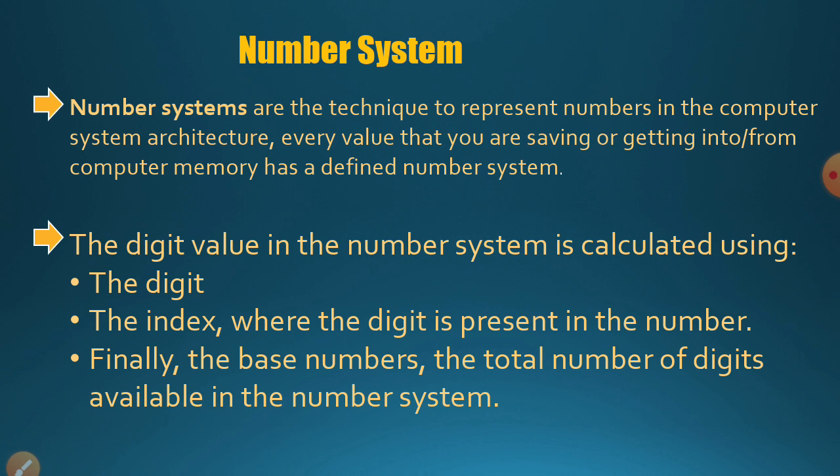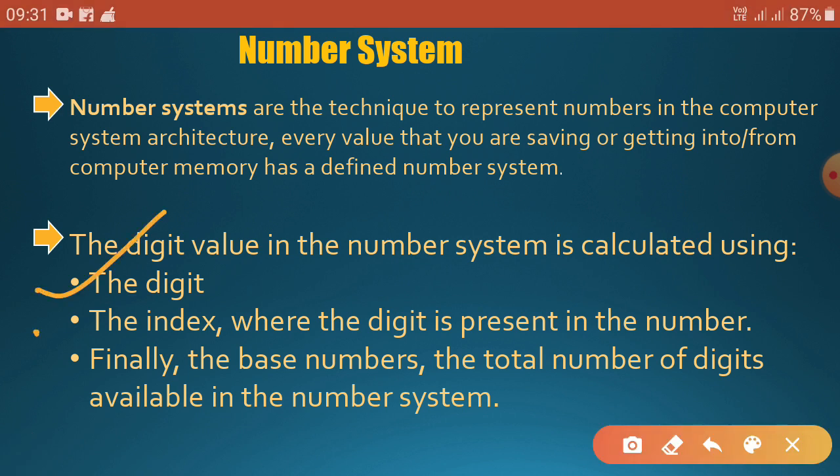Now we'll be learning how the digit value in the number system is calculated. It is calculated using three things: number one is the digit, number two is the index where the digit is present in the number, and number three is the base, the total number of digits available in the number system. So basically number systems are the technique to represent numbers in the computer system architecture. Going to the next slide.